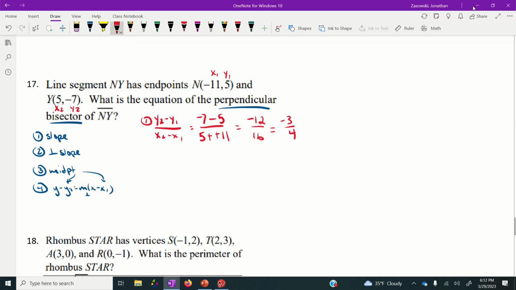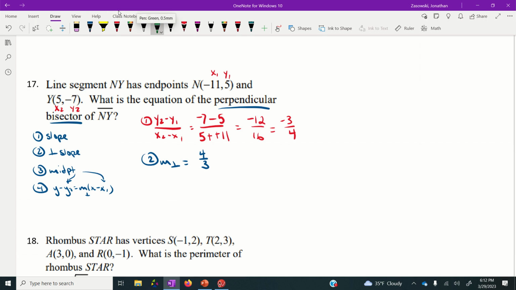All right, now that's the slope. We want the perpendicular slope, okay? So number 2, the perpendicular slope is the opposite reciprocal. So flip the fraction over, 4/3. This was negative, ours stays positive.